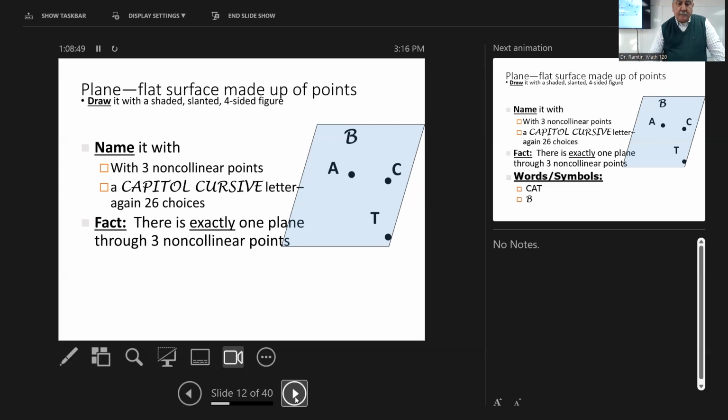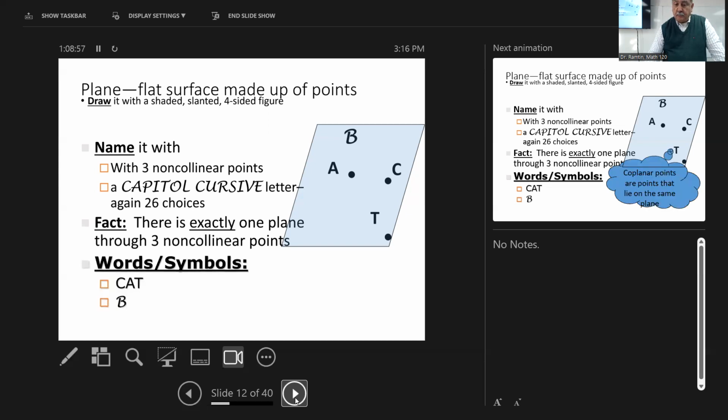There's exactly one plane that goes through these three non-collinear points. So we can call this plane CAT, C-A-T, or with one cursive letter, B.